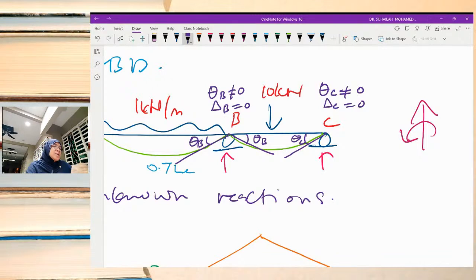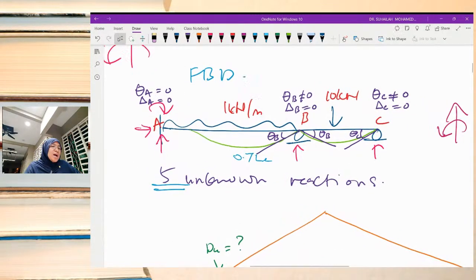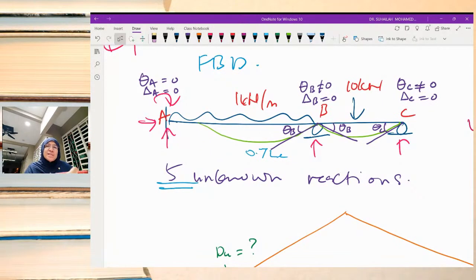So what we can conclude from the deflected shape of the beam is that there are two displacements whose value is not equal to 0, theta B and theta C. And there are 4 positions where the value is equal to 0: theta A is equal to 0, delta A is also equal to 0, delta B is equal to 0, and delta C is equal to 0.